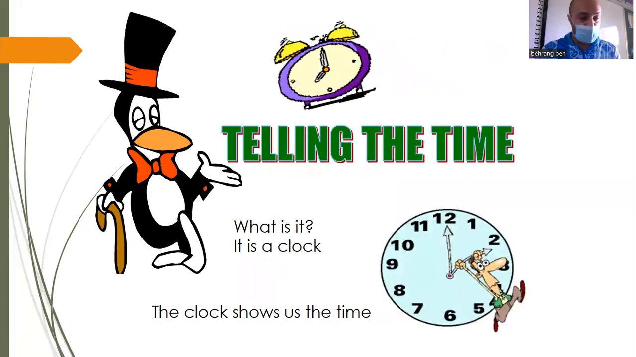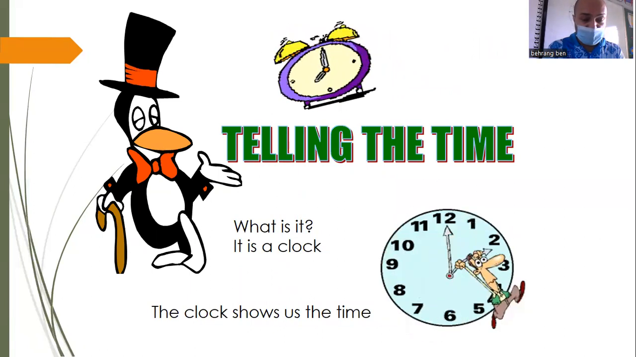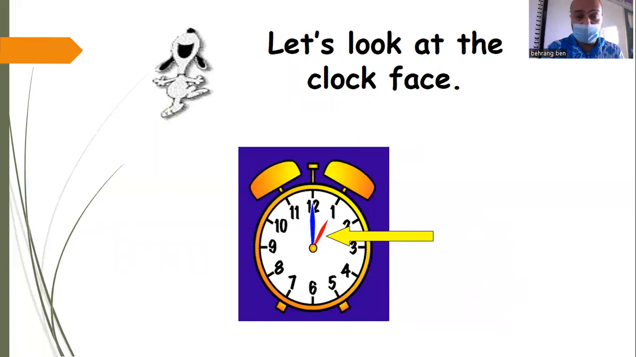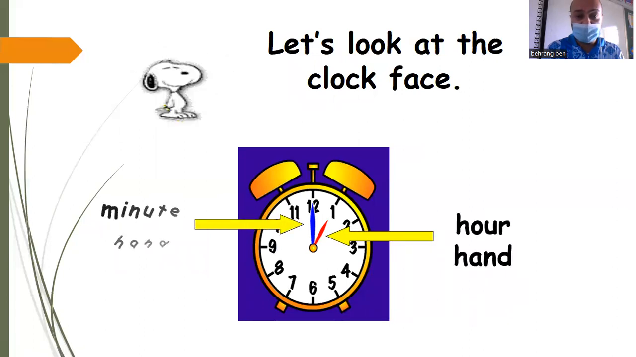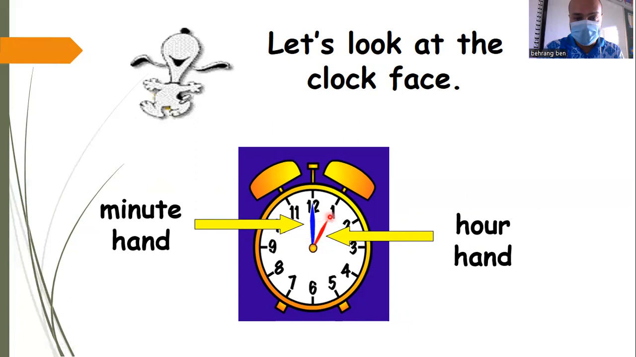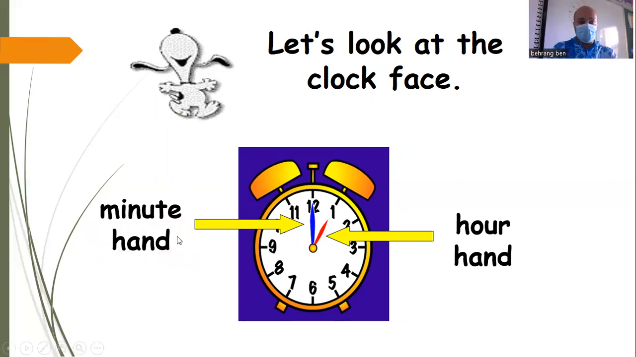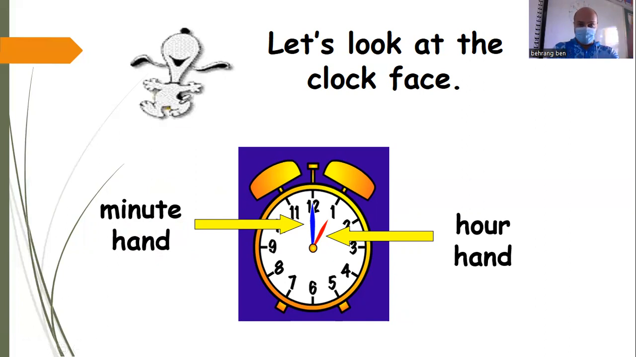On the picture of the clock that you drew, please write these labels. The short hand of the clock is the hour hand, write it. And the long hand of the clock is the minute hand. Please draw and write this on your clock.